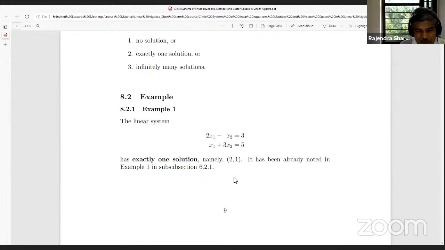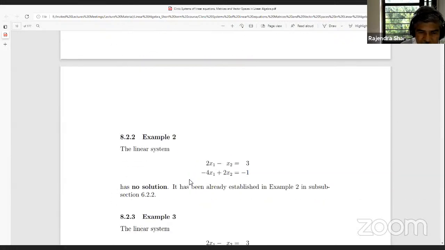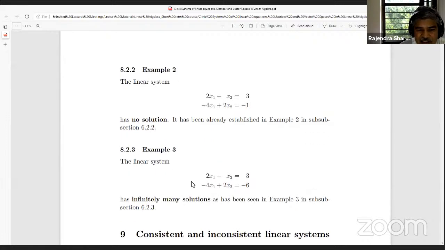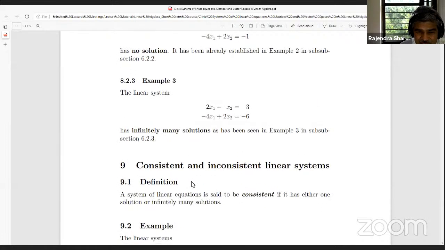You can see some more examples. So 2x1 minus x2 is 3, x1 plus 3x2 is equal to 5 has exactly one solution, namely 1. And that's what we have already noted here. The other example was that it has no solution, and the third had infinitely many solutions.